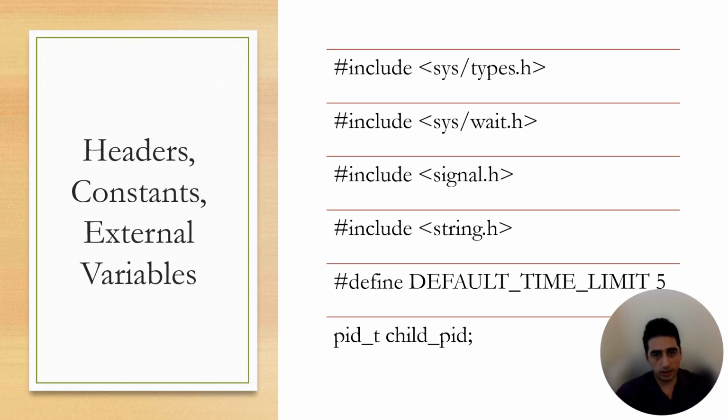All right, I'm going to show you the outline of the program, not all the details, but most of the program is going to be presented in this short video. First, I'm going to show you the headers, constants, and external variables that we need. You see these includes are necessary because of the functions that I will call and the macros that I will call later. We're going to set the default time limit to 5. That's what the question wants. And also I need to have a pid_t placeholder for the child PID that is going to be generated every time the user enters a command.